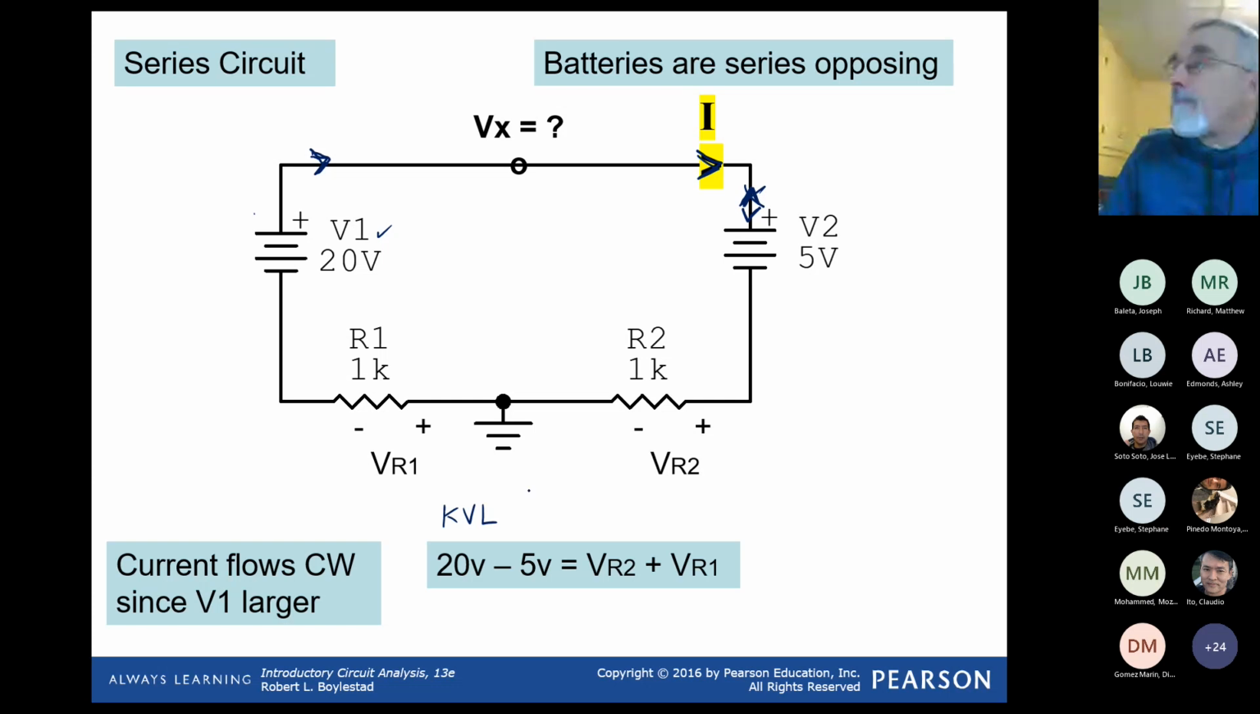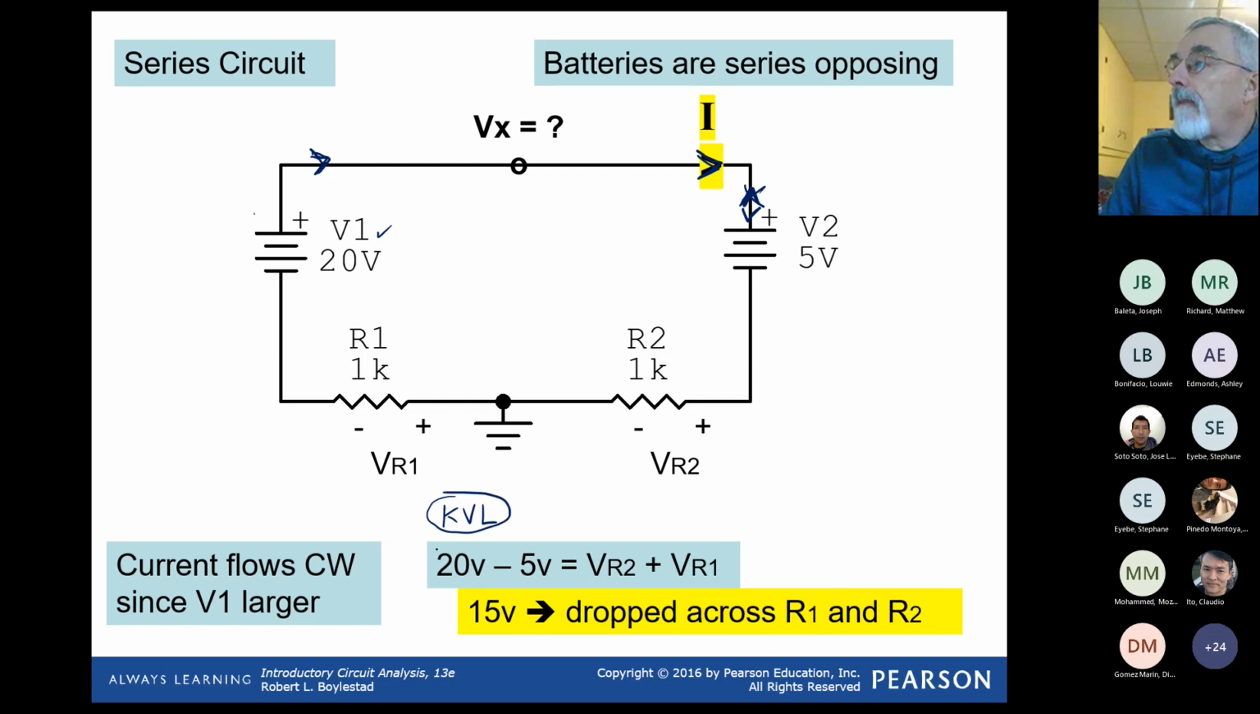Kirchhoff's voltage law states that the sum of the applied voltages equals the sum of the volt drops. And in this case, the applied voltages are the 20 volt and the 5 volt. The volt drops are VR2 and VR1. Because we established the direction of current, we can, very importantly, show the plus and the minus here.